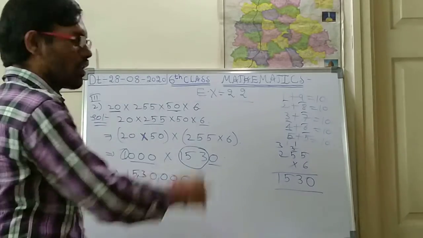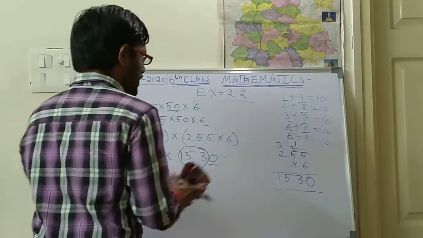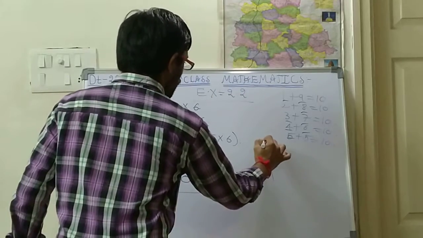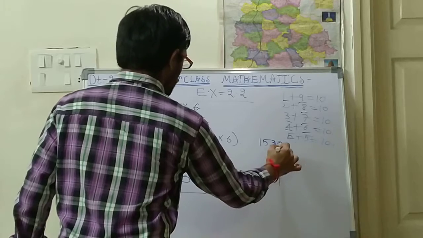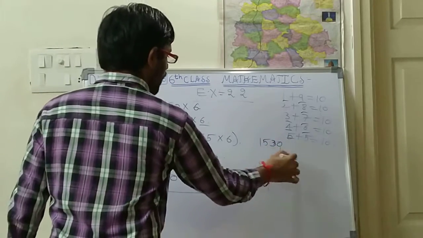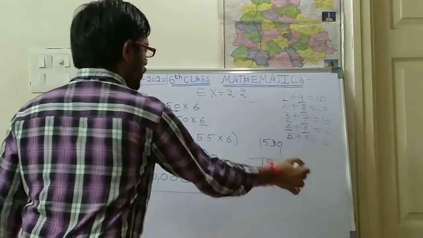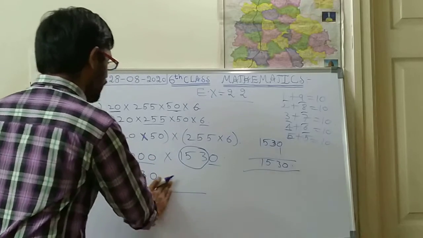If you do it by hand also, you will get the same result. So you can check here. 1530 into 1 is 1530 only. So already 10 completed. So here that means we got 1530.